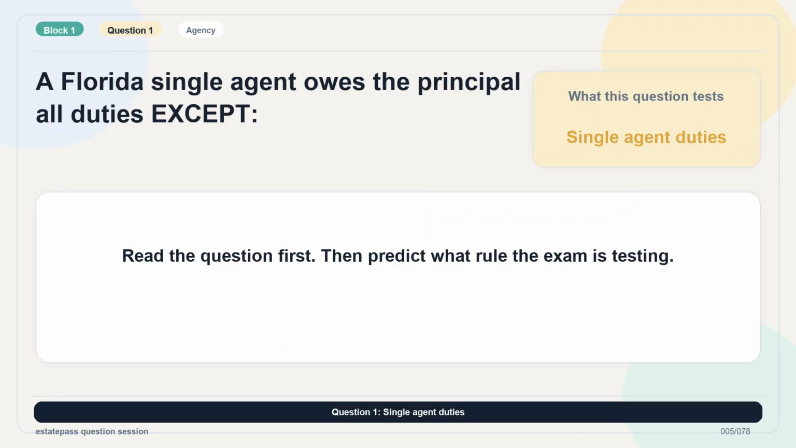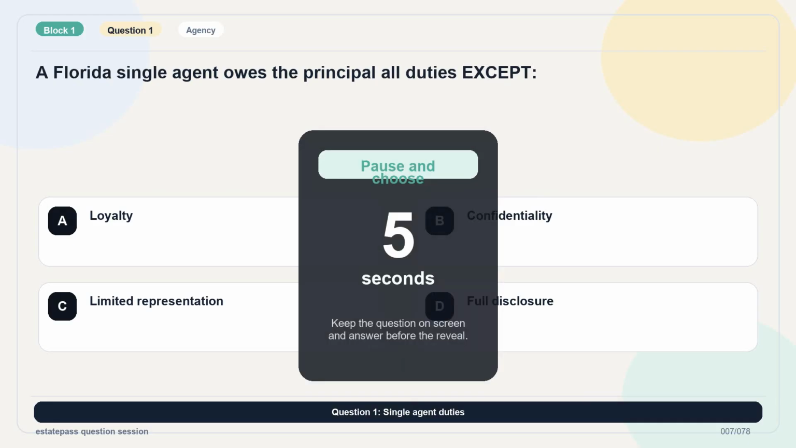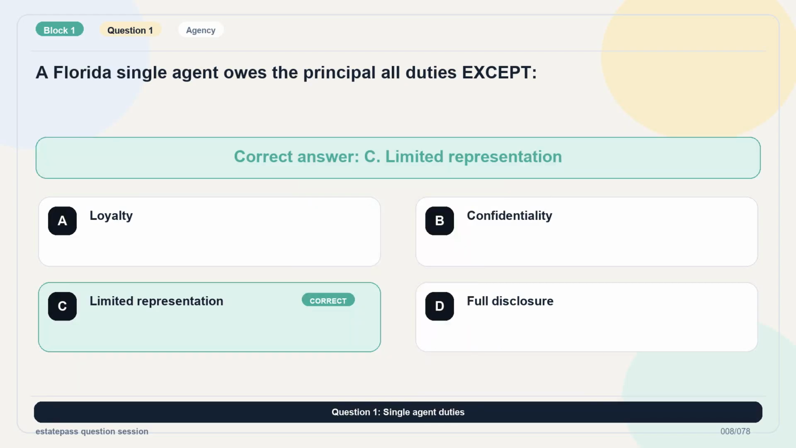Question 1. A Florida single agent owes the principal all duties except: A. Loyalty, B. Confidentiality, C. Limited representation. Pause here and choose your answer. The correct answer is C.